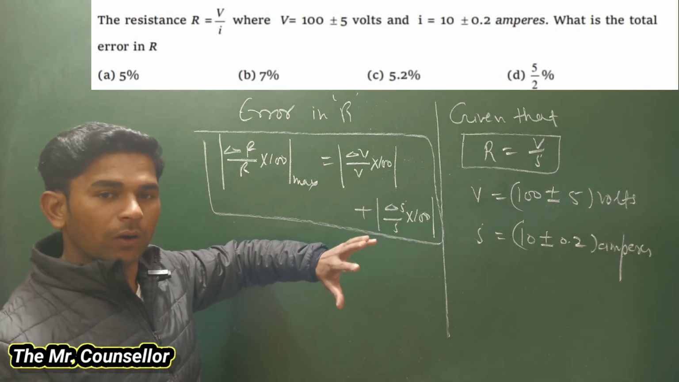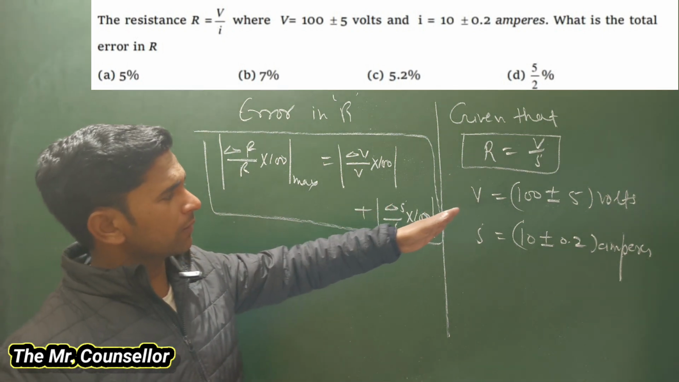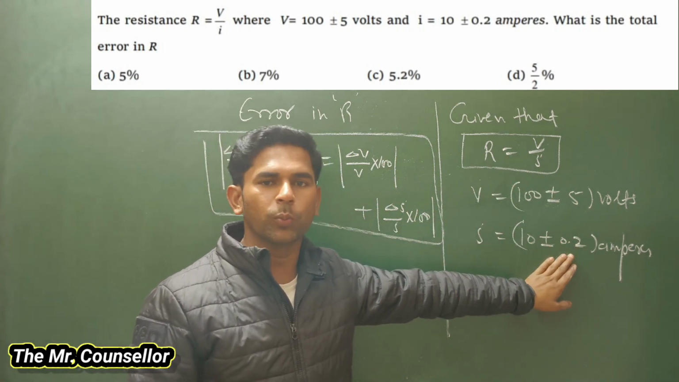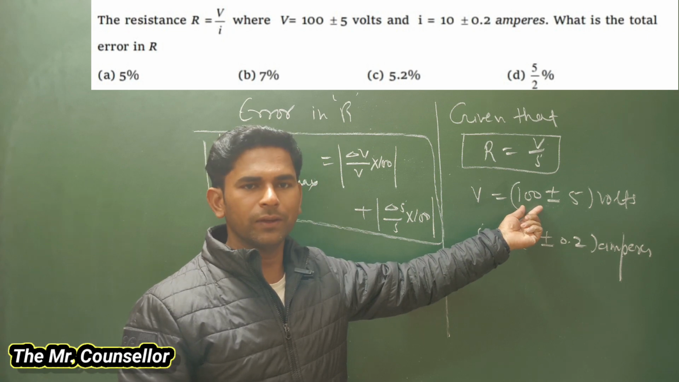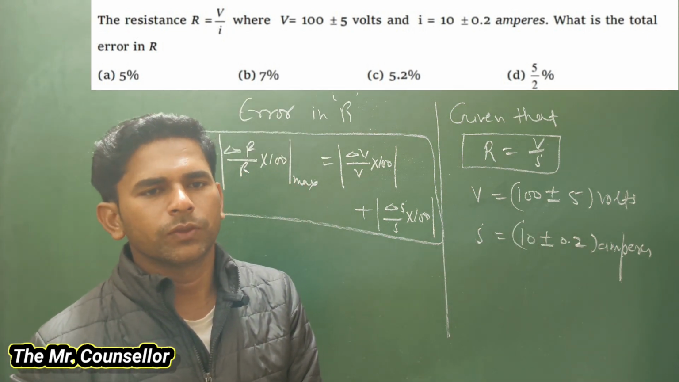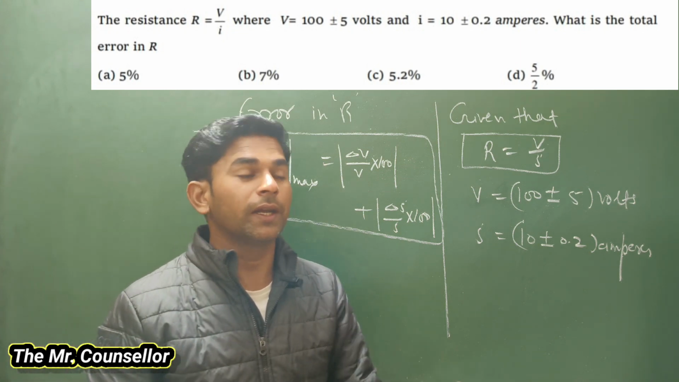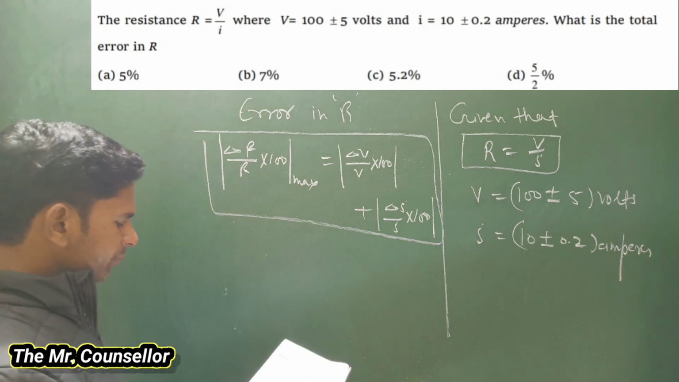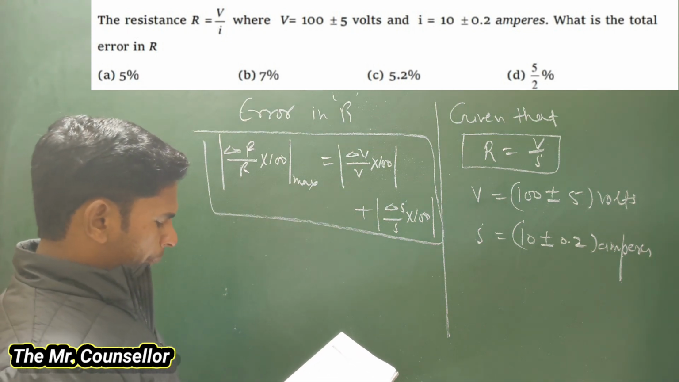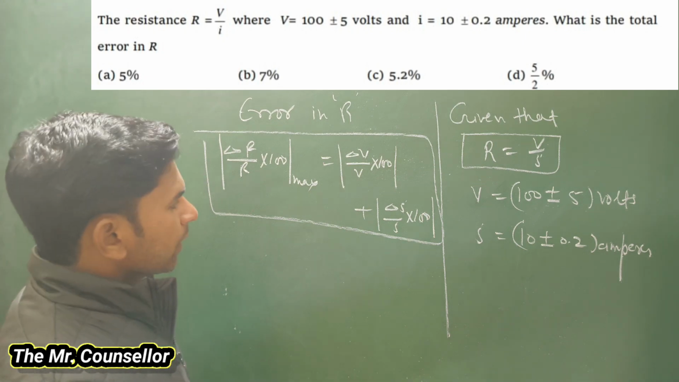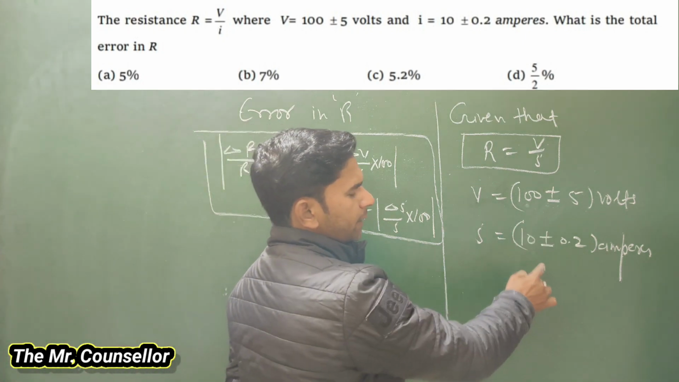We did these things already. Here it is given plus minus 5, here plus minus 0.2, here 100 is given, here 10 is given. Whenever you face a problem like this, what is the method? Just write it like this condition. So you just see here, okay? Here 100 is given, here 10 is given.